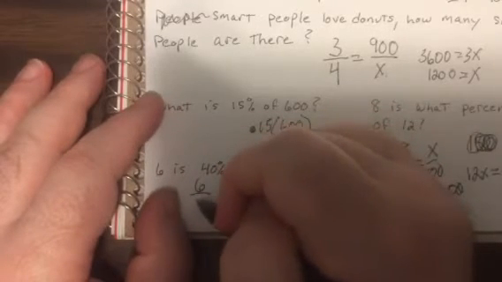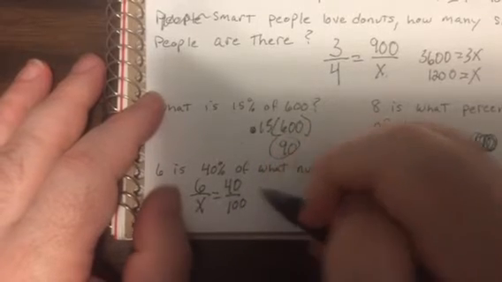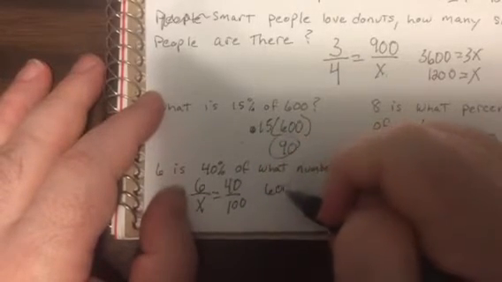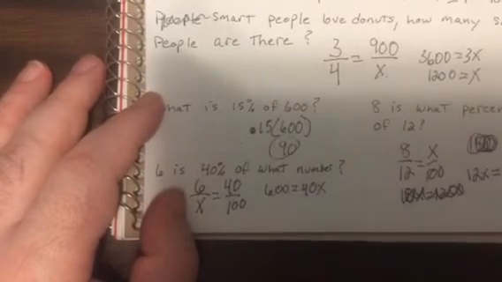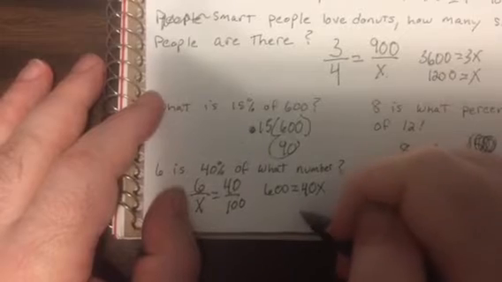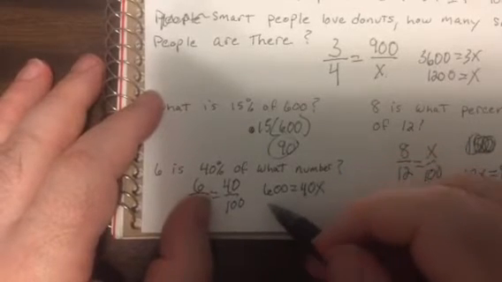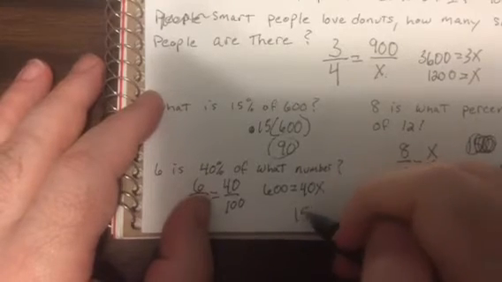Then 6 is 40%. So cross multiply: 600 equals 40x, and then divide by 40. So there you go. Sorry I messed up. I almost feel bad. Actually, this one's 15%, I do believe, because 40, if you go once, 10 is 400, 200 would be 5, so that'd be 15.